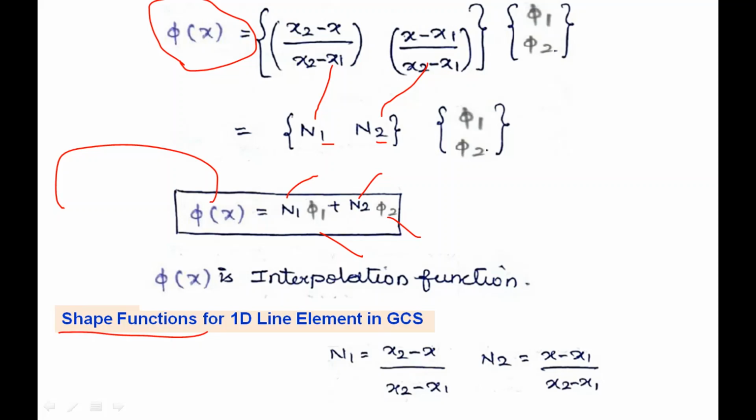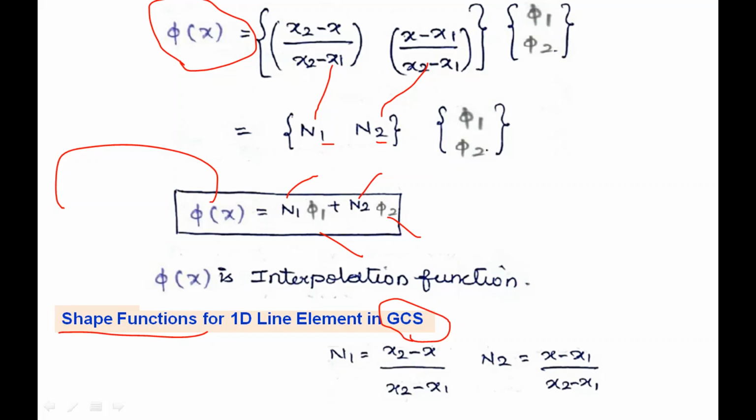N1 and N2 are defined here in terms of geometrical coordinates. N1 is equal to x2 minus x divided by x2 minus x1. N2 is equal to x minus x1 divided by x2 minus x1. N1 and N2 are derived based on the geometrical coordinate system, but when we solve a problem in the finite element method using the global geometrical coordinate system, it is very difficult to assemble all the elements. For that reason, the local coordinate system is used. Most software uses only the local coordinate system, which makes it very easy to handle the problem and also to solve the matrices.